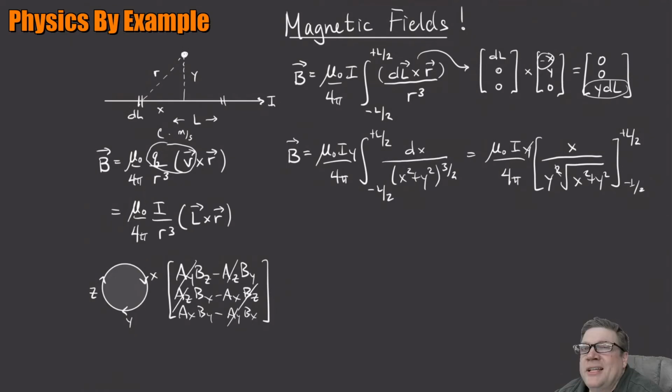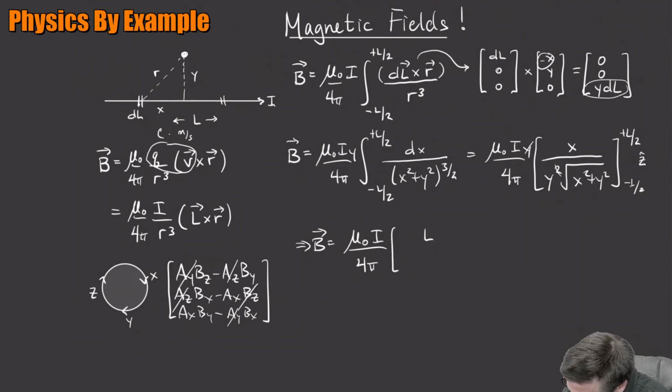When I put in plus L over 2, look at the numerator. The denominator isn't going to change when I put in a plus and a minus, right? Because I'm squaring that x. The numerator goes from plus L over 2 to minus L over 2, so that's an L. So here's what I get. Oh, and this is in the z hat direction. I guess I have to write that down. So B is mu naught I over 4 pi, and then I'm going to have an L over y, and then the square root of y squared plus L squared over 4.